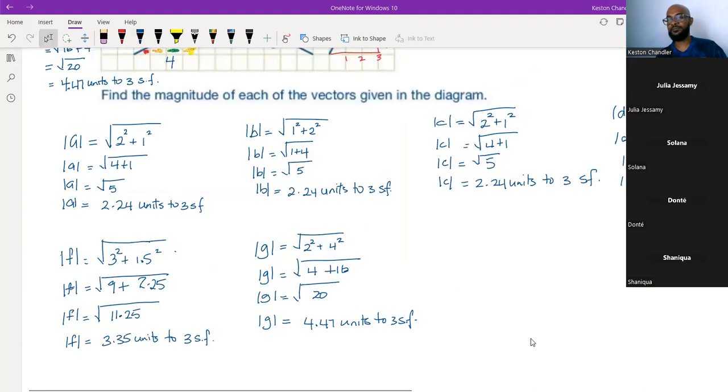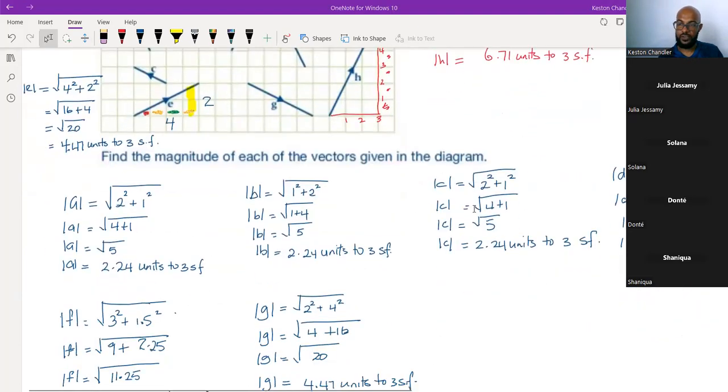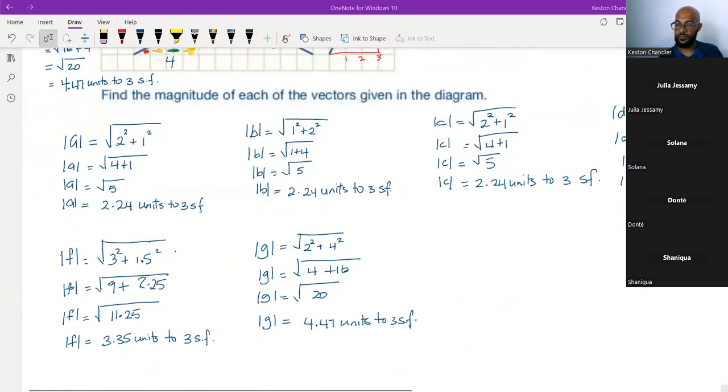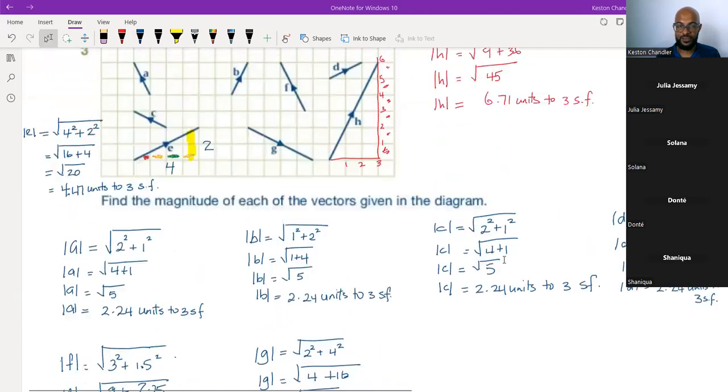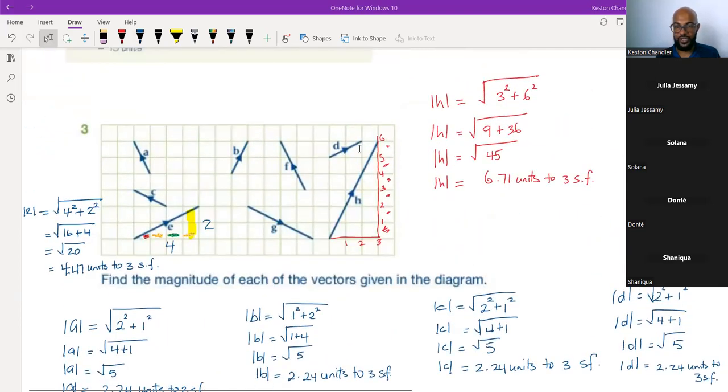All right, guys. So here's the solutions to the questions you had on the screen there just now. All right. What we will notice is for the magnitude of A, B, C, and D, right? Although they're in different directions, right? Clearly, you can see that A is in a particular direction. So is B, D, C. The magnitudes are still the same, right? It's still a displacement of 2 by 1.